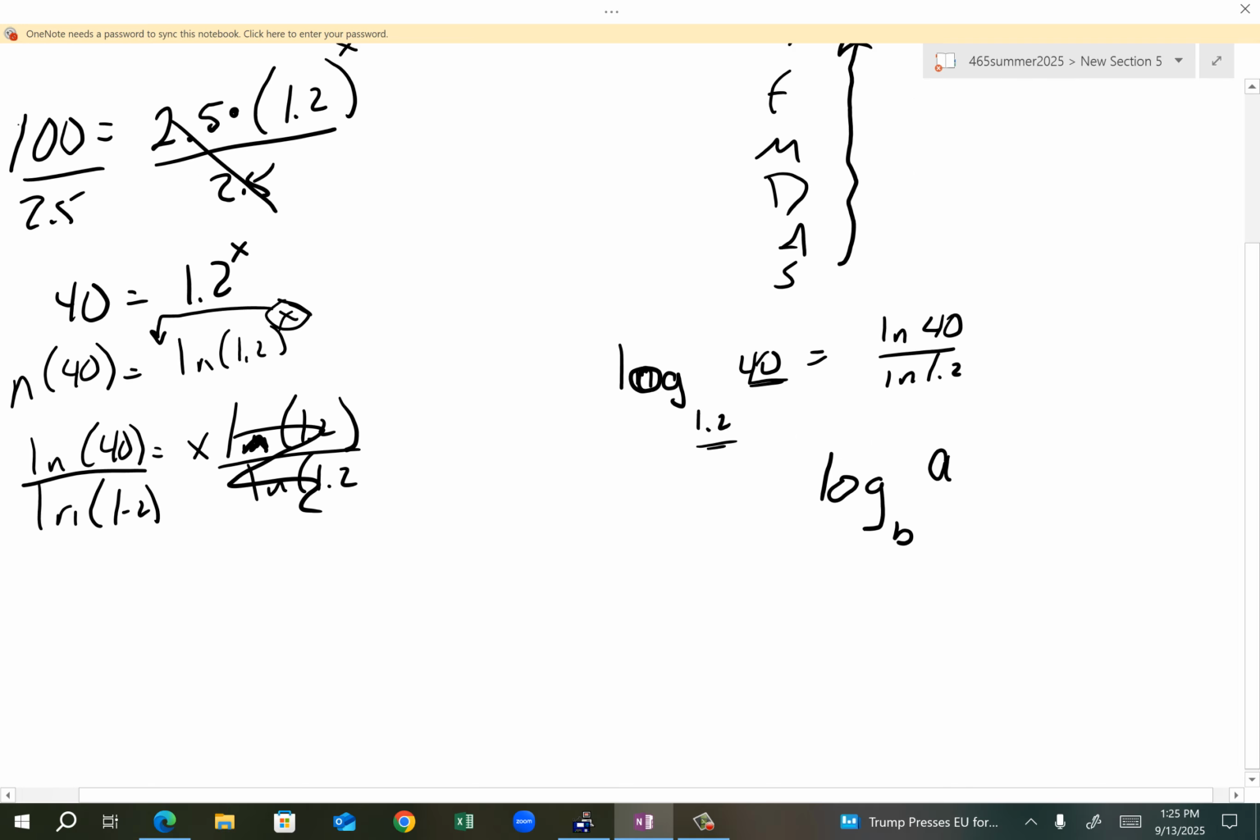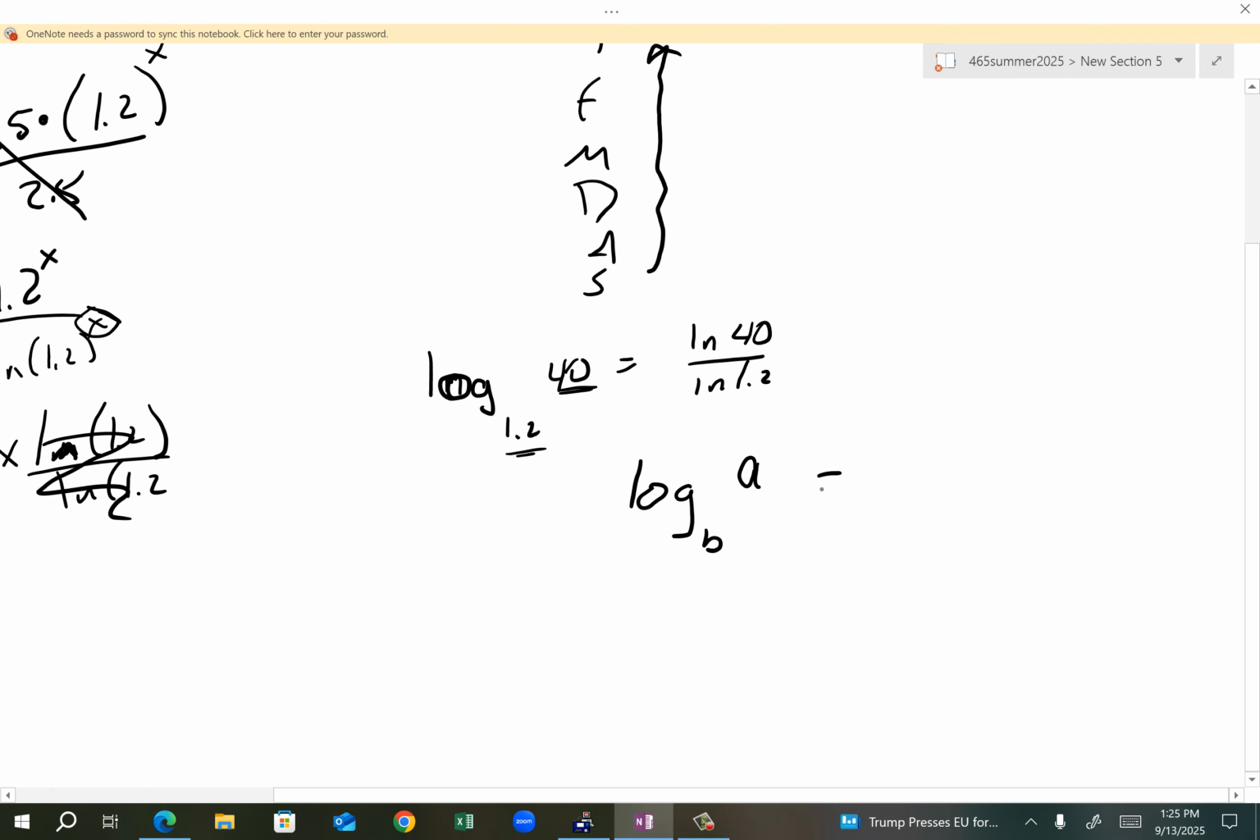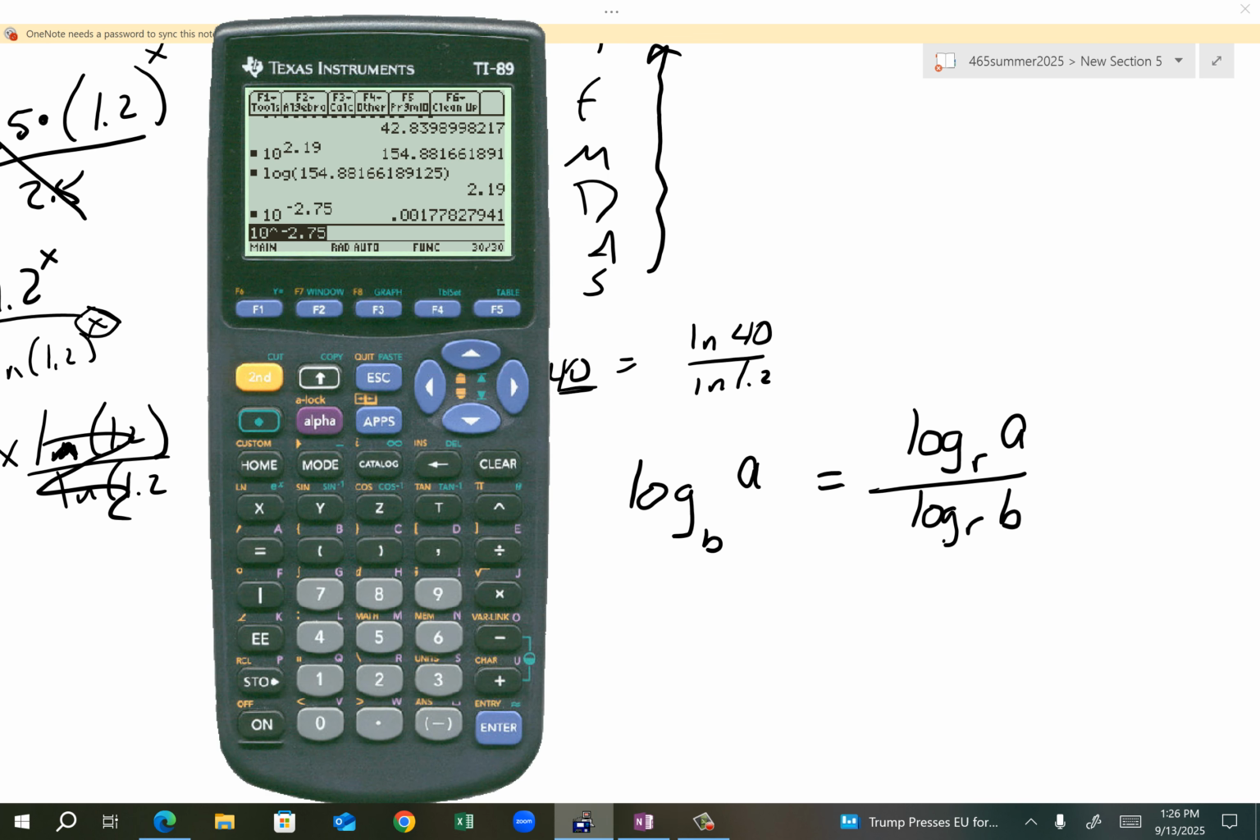So if you have the log base b of a, that is the log base r of a divided by the log base r of b. That is, the idea is it doesn't matter what that r is, it doesn't make any difference. Now, I personally will use ln's most of the time. If I had a different calculator that had the log key on it, I might use the log key. I'm probably just going to use ln most of the time because it's right here on my calculator.